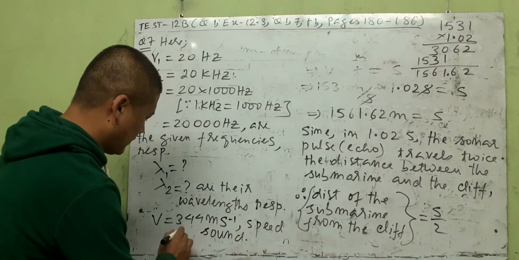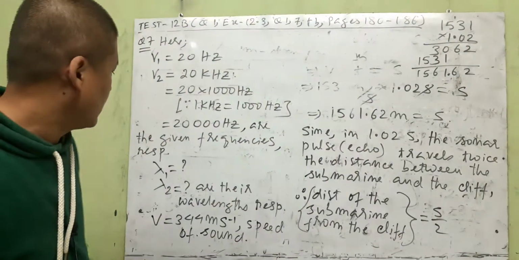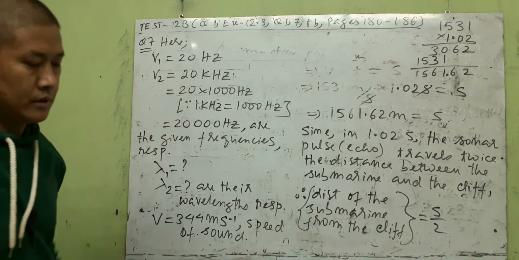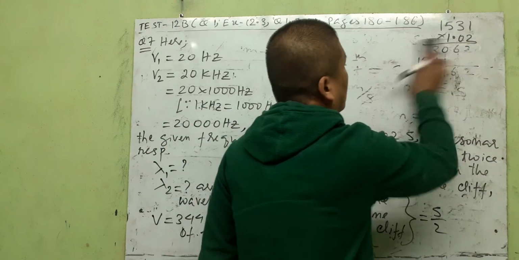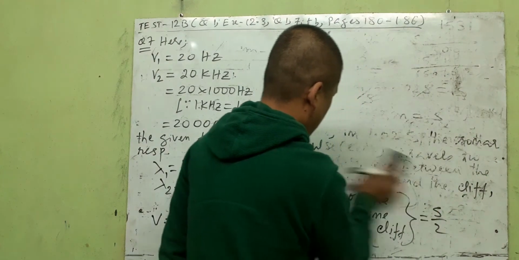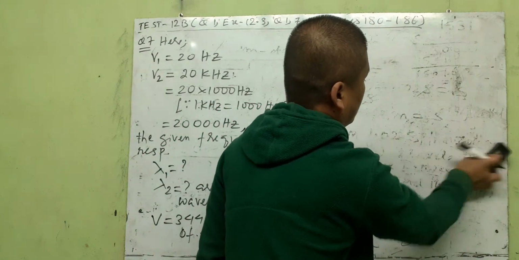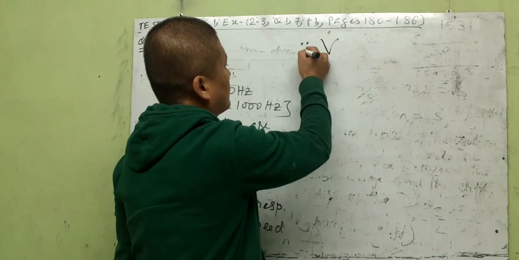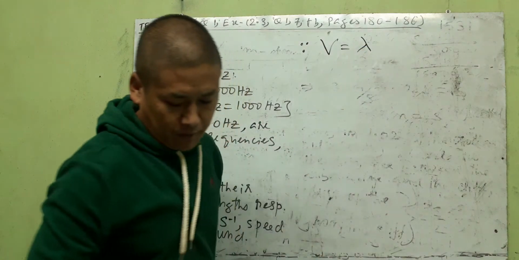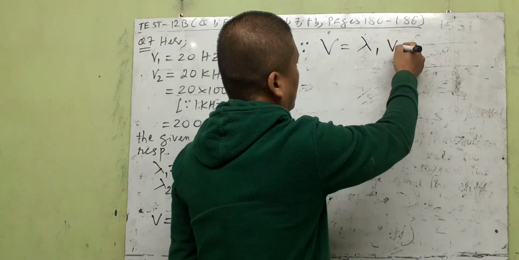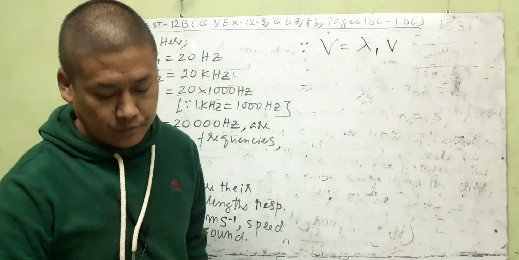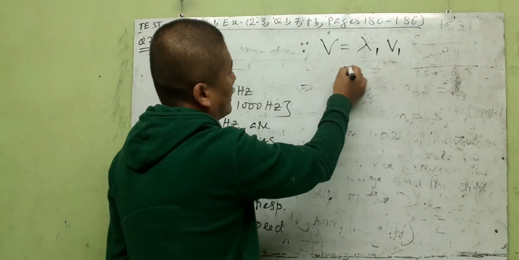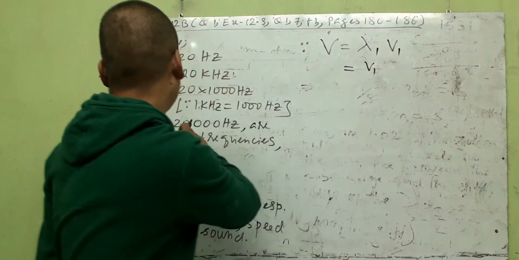With this we can calculate the two wavelengths the question is asking for: the wavelength corresponding to the lower frequency and the wavelength corresponding to the higher frequency. Two answers will come out. It is quite simple. The basic formula is speed is equal to wavelength into frequency.